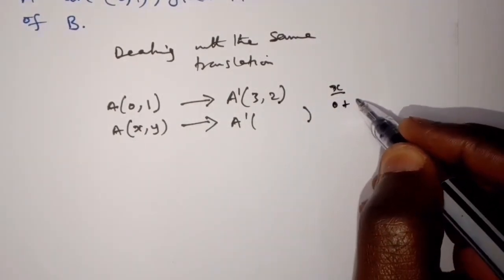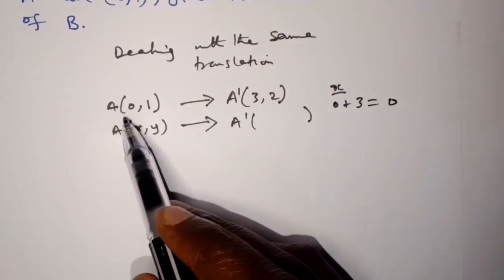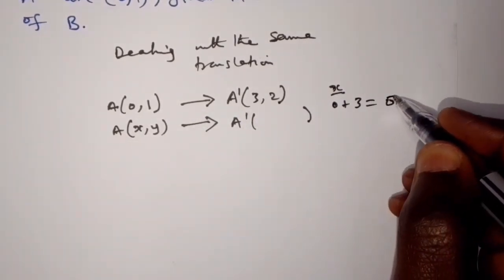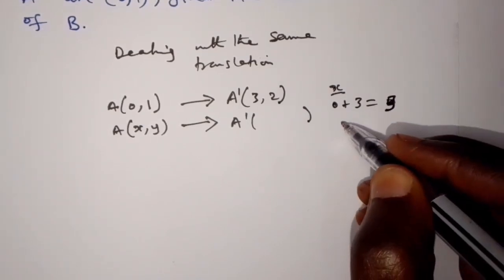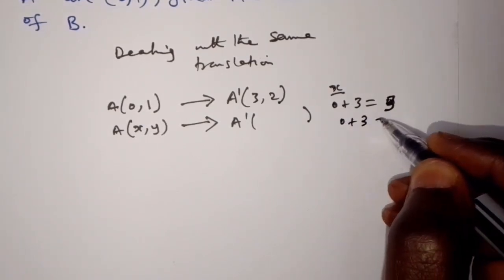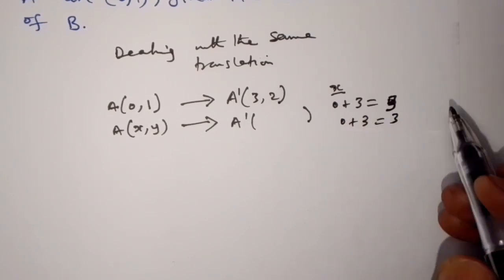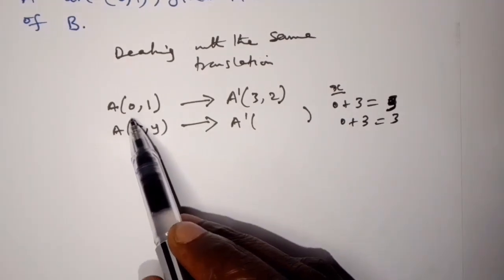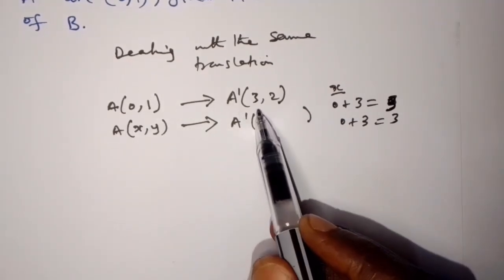0 plus 3 is giving us 3. So you can see here that this is 0. When you add 3, you get 3.